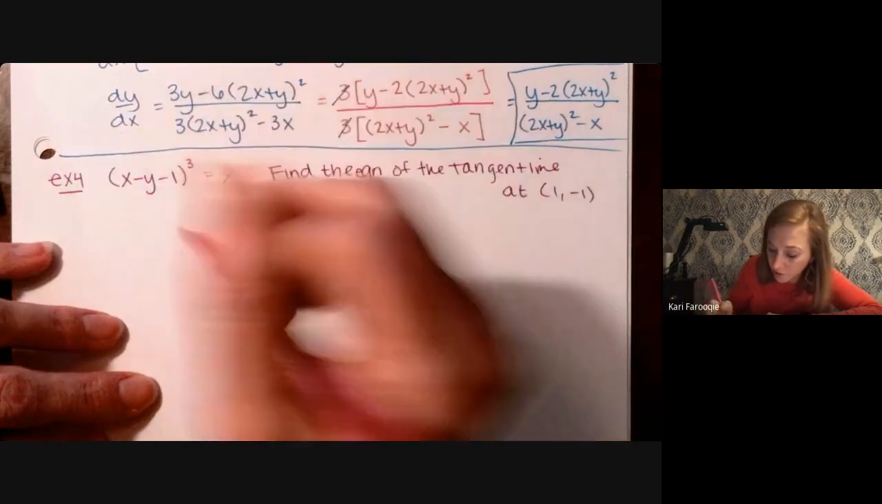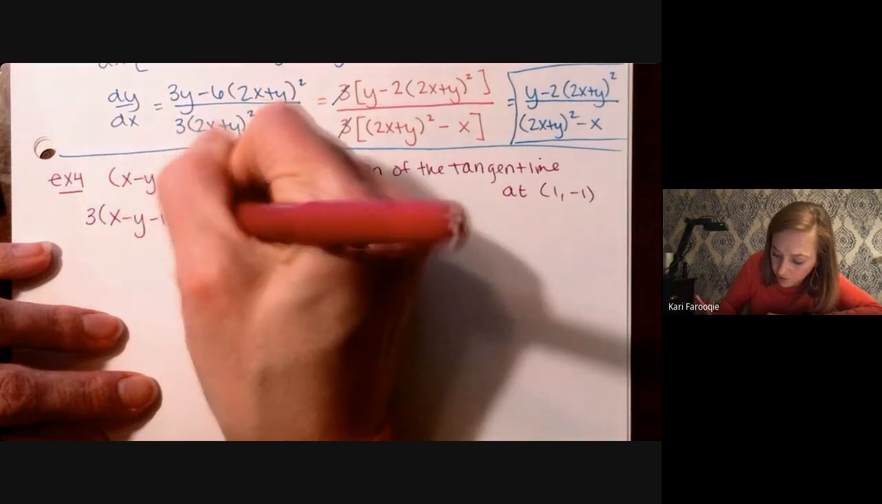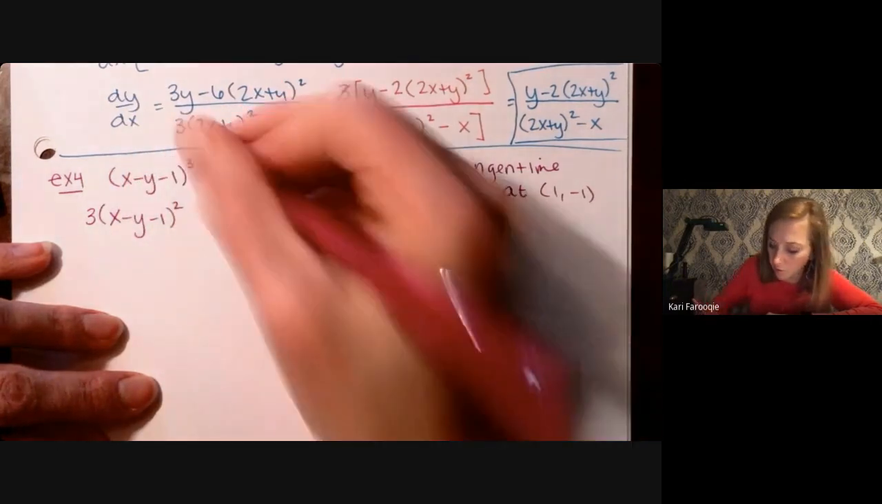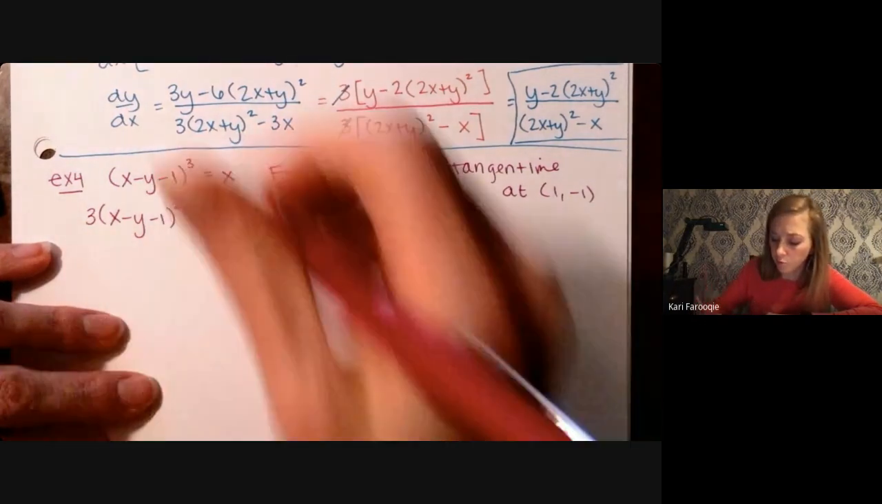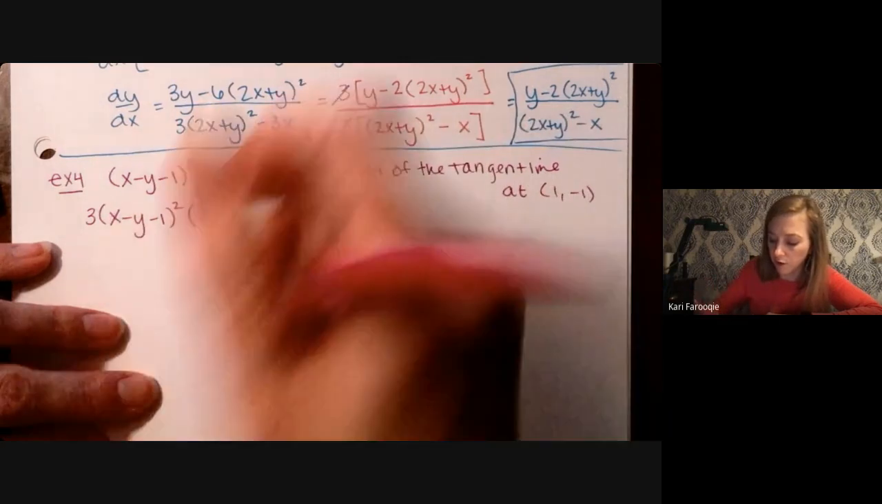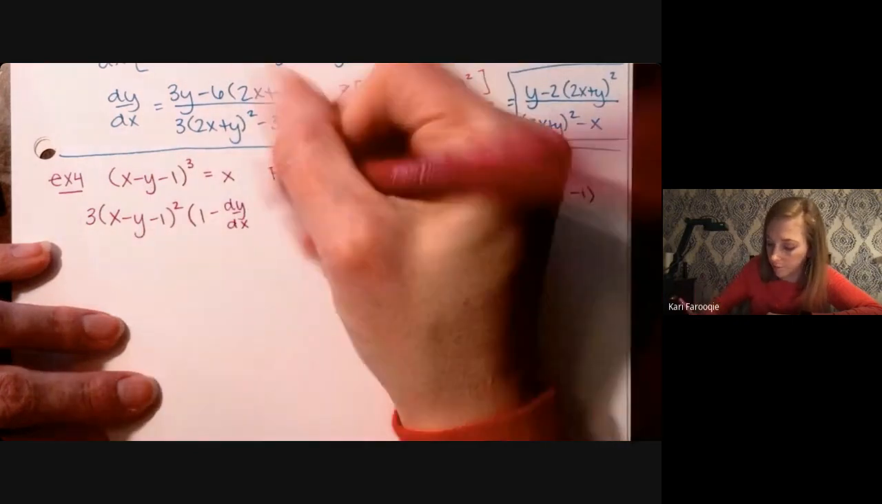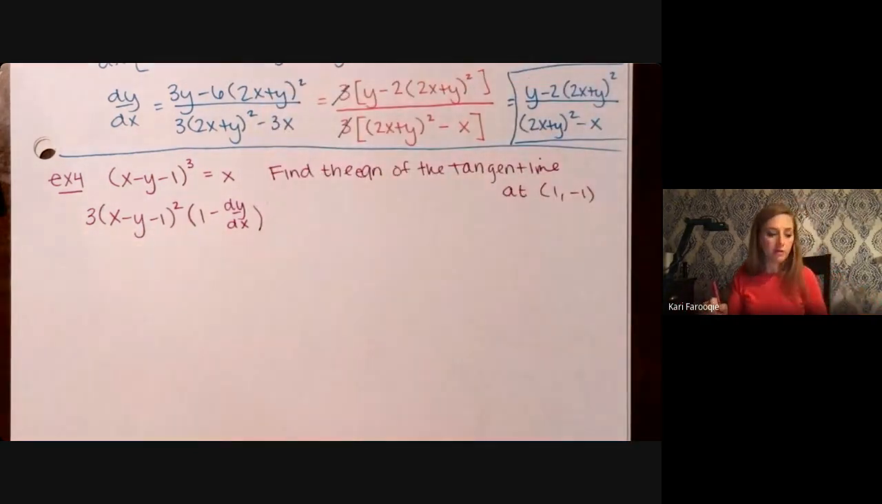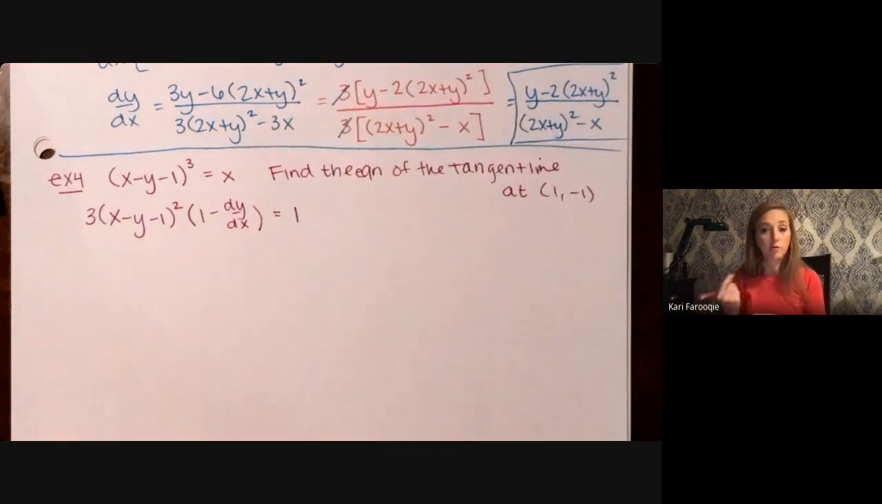Okay. Let's take the derivative. I'm going to go ahead and use the chain rule. I'm going to bring this 3 down, rewrite the inside function, decrease the exponent by 1, and multiply by the derivative of the inside function. The derivative of x with respect to x is 1. The derivative of y with respect to x is dy dx. And the derivative of 1 is 0. So we have this situation on the left, and on the right-hand side, the derivative of x with respect to x is 1. So this is another one of those situations where if I want to get dy dx by itself, I need to distribute.